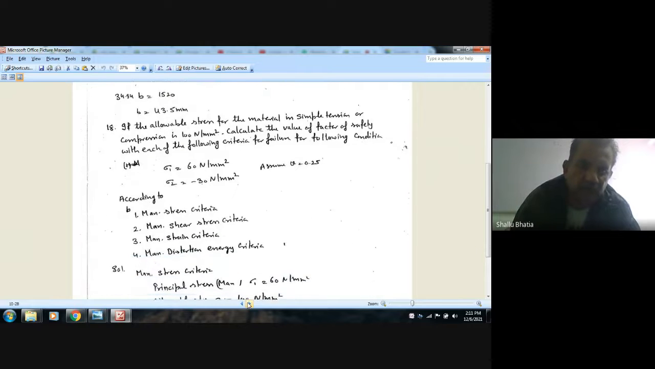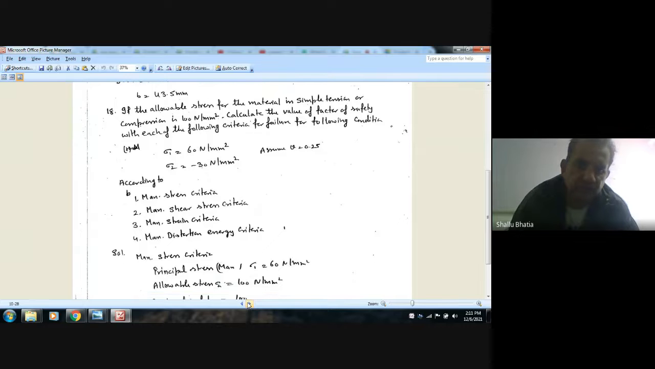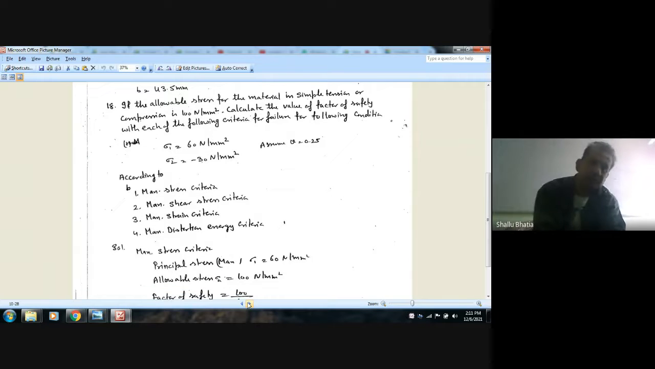Next question is, if the allowable stress for the material in simple tension or compression is 100 Newton per mm square, calculate the factor of safety with each of the following criteria for failure for the following conditions. Sigma 1 is equal to 60 Newton per mm square. Sigma 2 is equal to minus 30 Newton per mm square. Assume mu is equal to 0.25. According to first, maximum stress criteria, second, maximum shear stress criteria, third, maximum strain criteria, fourth, maximum distortion energy criteria.